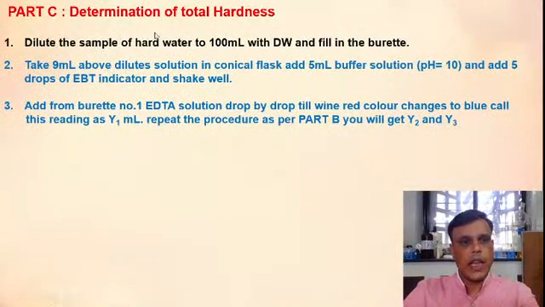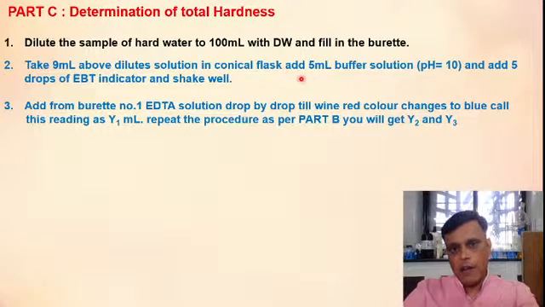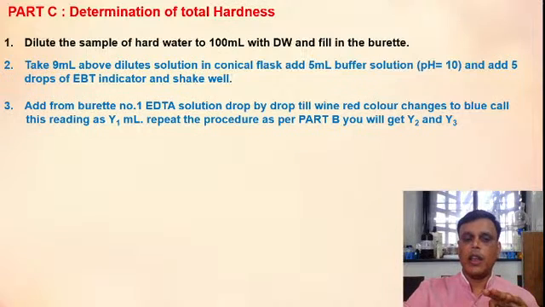Then the second step is: take 9 ml of the above diluted solution in a conical flask, add 5 ml buffer solution, and add 5 drops of Eriochrome Black T indicator. Same procedure you have to repeat, only instead of zinc sulfate solution, you have to take the diluted hard water sample. So take 9 ml diluted hard water sample, add 5 ml of buffer solution of pH 10, add 4 to 5 drops of EBT indicator, shake well.